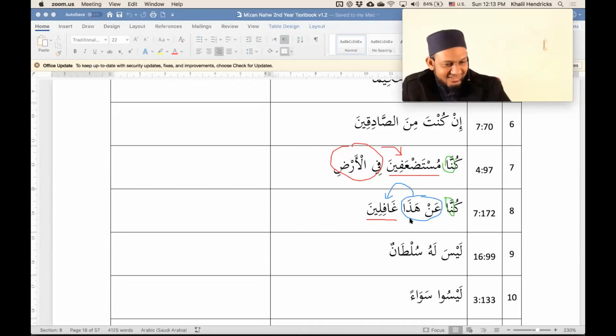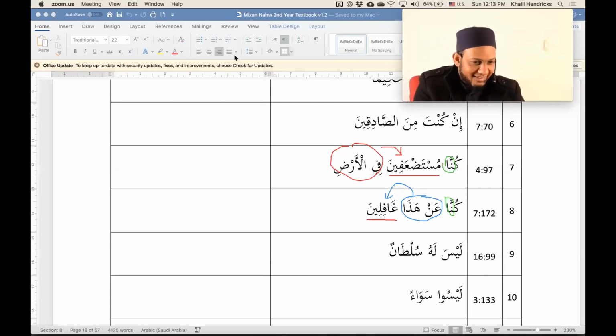He has no control. Okay, let's do word for word. Laysa, there is not. Lahu, for him. Sultan, control or authority. So when it comes to laysa, where is the ismu laysa? Sultanun, maybe the ismu laysa? It's in raf'. Yes, Sultan is going to be the ismu laysa. Good.